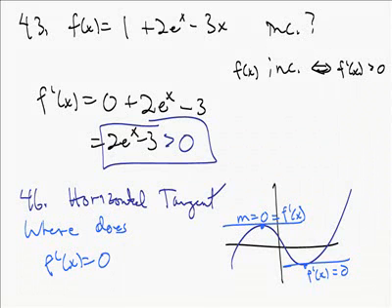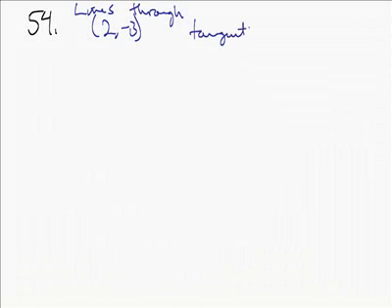Alright, 48, something similar. You want a tangent line parallel to the line 1 plus 3x. So that means you're looking for where your derivative is equal to the slope of the parallel line, slope of 3. Alright, let's take a look at 54 then real quick. We want to find the equations of both lines that go through the point 2, negative 3, and are tangent to the parabola given by y equals x squared minus x.